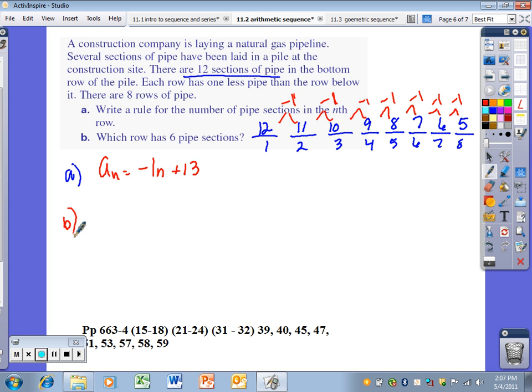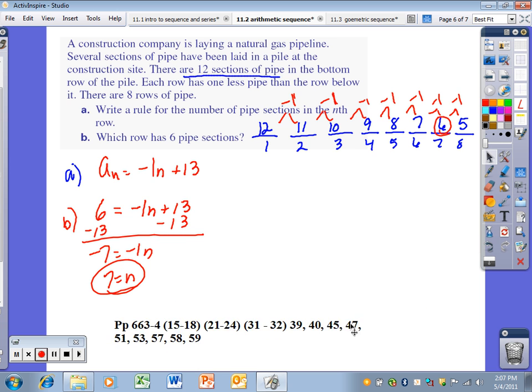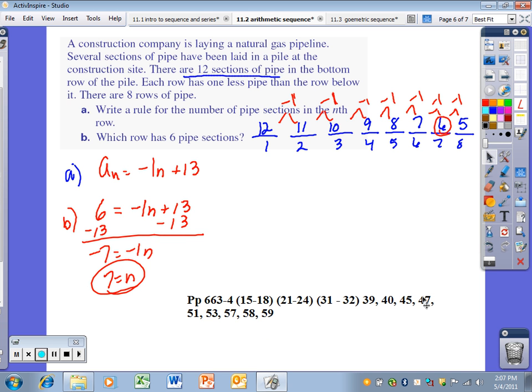Part B says, which row has 6 sections of pipe? Well, if I look here, it's the 7th row. Let's see if we can mathematically calculate it. Which row has 6 sections of pipe? So the value is 6, negative 1n plus 13. Subtract 13. Negative 7 equals negative 1n. 7 equals n. Same as when we listed. So you see it mathematically as well as by the sequential listing. There are some problems to practice, and we can discuss any questions you have tomorrow.